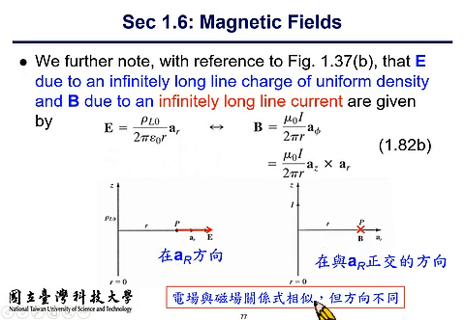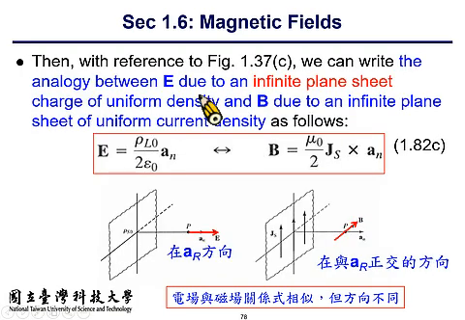So the relationship of E and H field due to line charges or line currents are similar, but they are not exactly the same. So next is the result of infinite plane source. So to the left is infinite charge plane. To the right is infinite surface current.